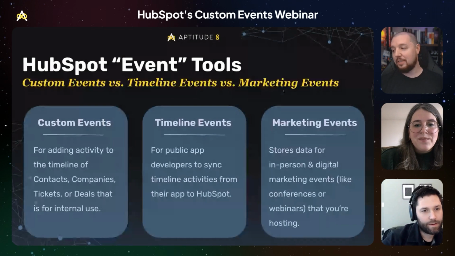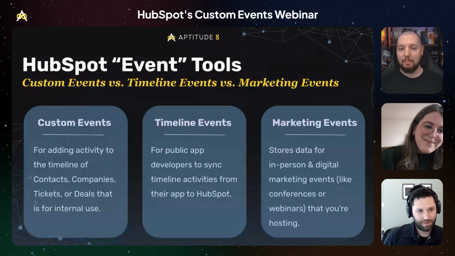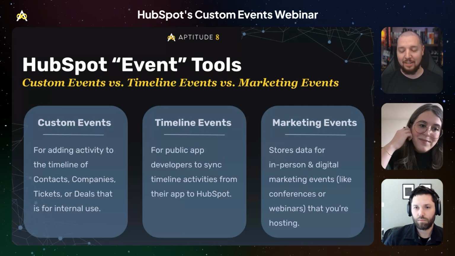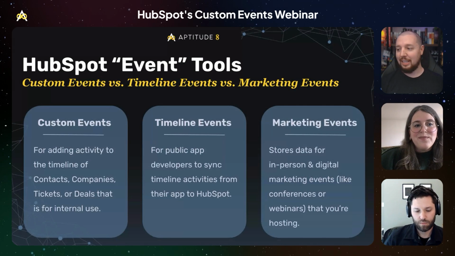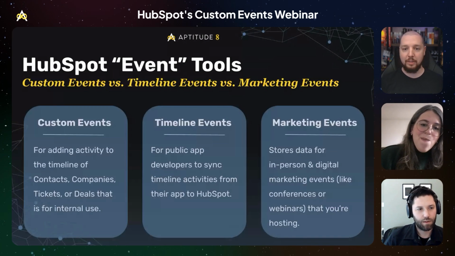All right. So this is a big one that I know causes a lot of confusion. There are so many different types of events within HubSpot. There are custom events, there are timeline events, there are marketing events. That we are in a webinar right now, which is an event. So how do you differentiate these different types of events in HubSpot, and how should you use them differently based on what that use case is?